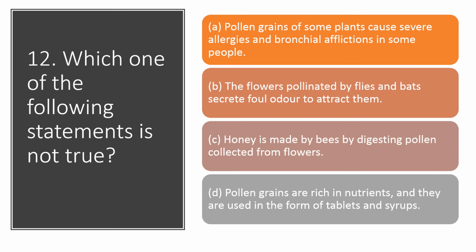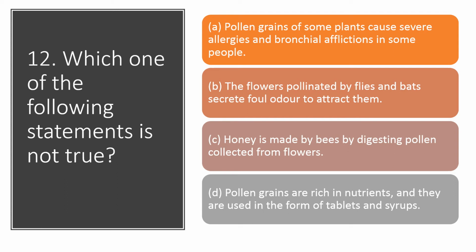Pollen grains of some plants cause severe allergies and bronchial afflictions in some people. It's a correct statement, because we know that some plants, like carrot grass, have pollen grains that cause bronchial afflictions and some allergies. B, the flowers pollinated by flies and bats secrete a foul odor to attract them. It's also correct, because of the foul odor the flies and bats are attracted towards the flowers.